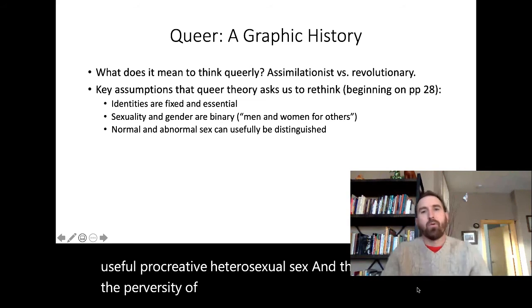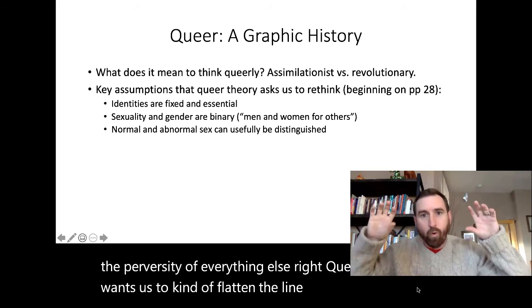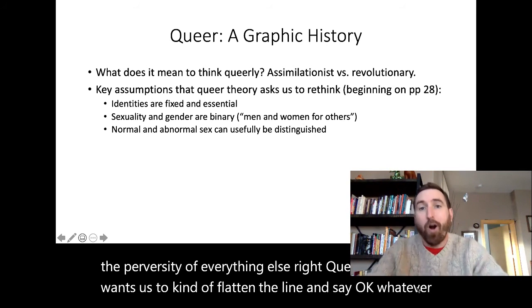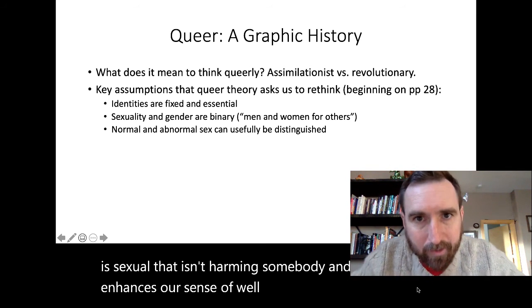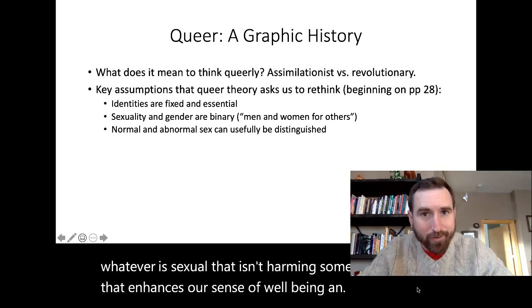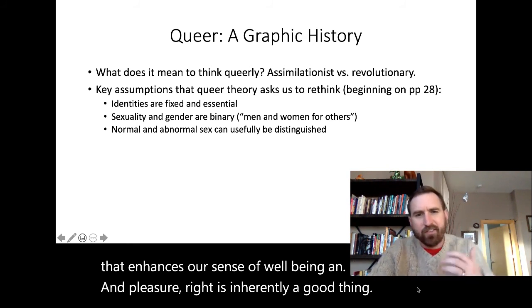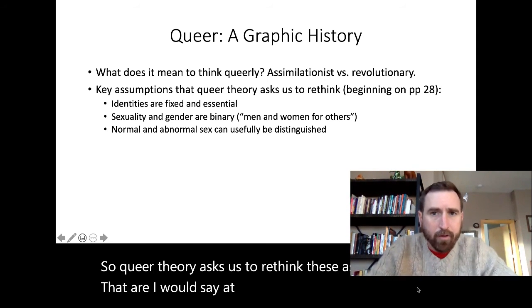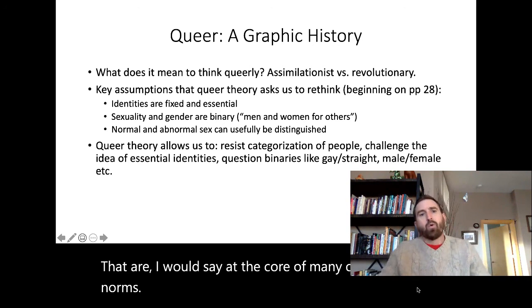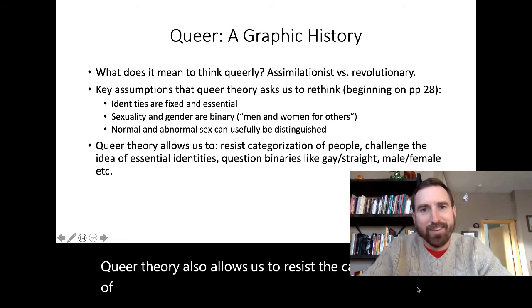else, right? Queer theory wants us to flatten the line and say, okay, whatever is sexual that isn't harming somebody and that enhances our sense of well-being and pleasure is inherently a good thing. So queer theory asks us to rethink these assumptions that are, I would say, at the core of many of our social norms. Queer theory also allows us to resist the categorization of people, right?